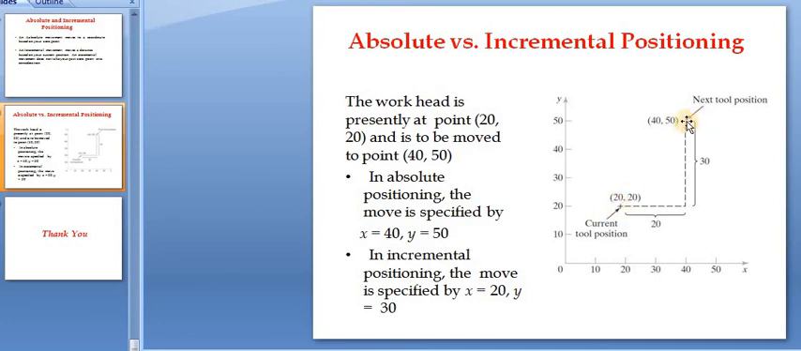Your 40, 50 is here, that is X coordinate 40 and Y coordinate 50. In the case of absolute positioning, the move is specified by X40 and Y50. Absolute means considering from the 0, that is 40 and 50. But in the case of incremental, it is considered from the last point, that is from 20, 20, and measured as X20, because 20 plus 20 is equal to 40, and 20 plus 30 is equal to 50, so Y30. So X20 and Y30 are considered for the incremental position.